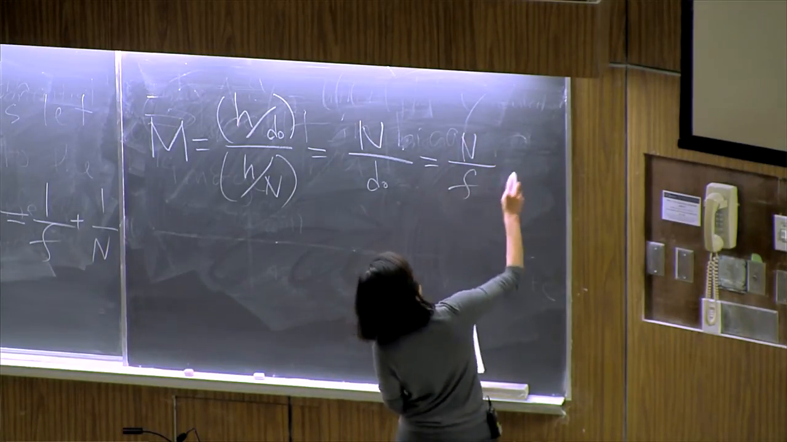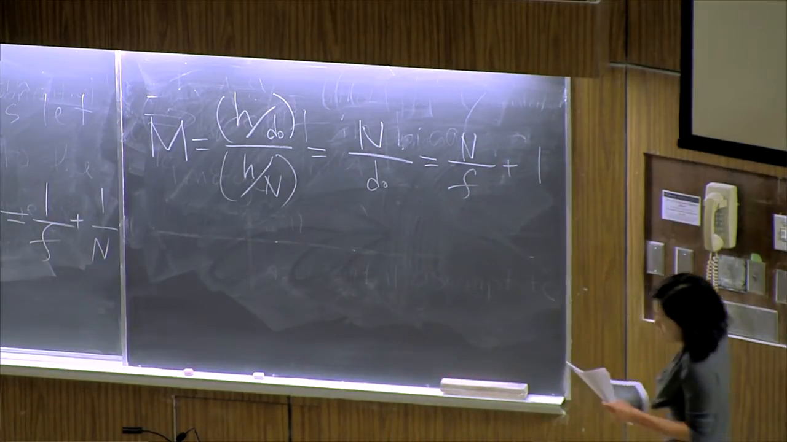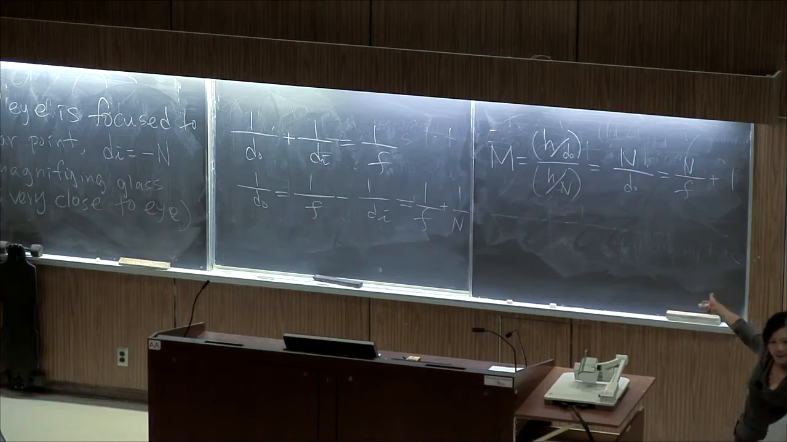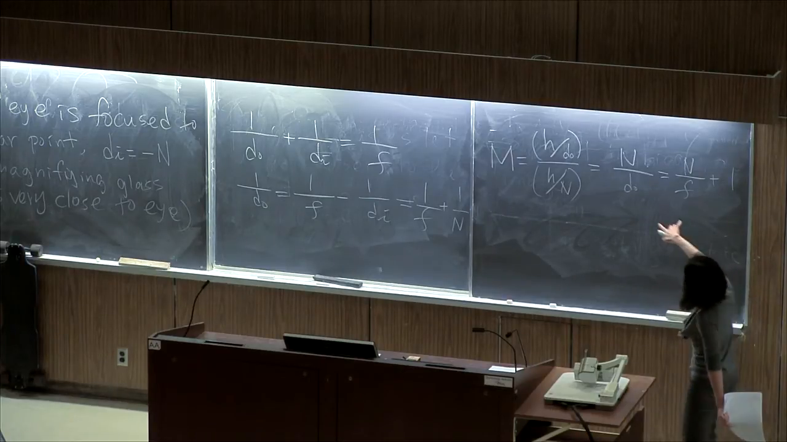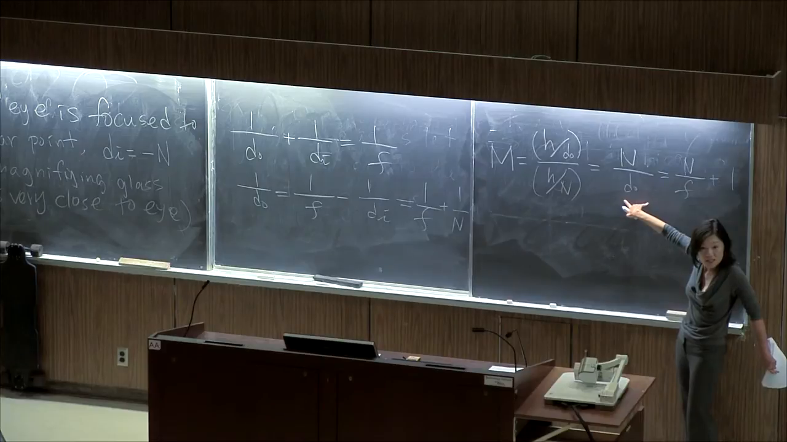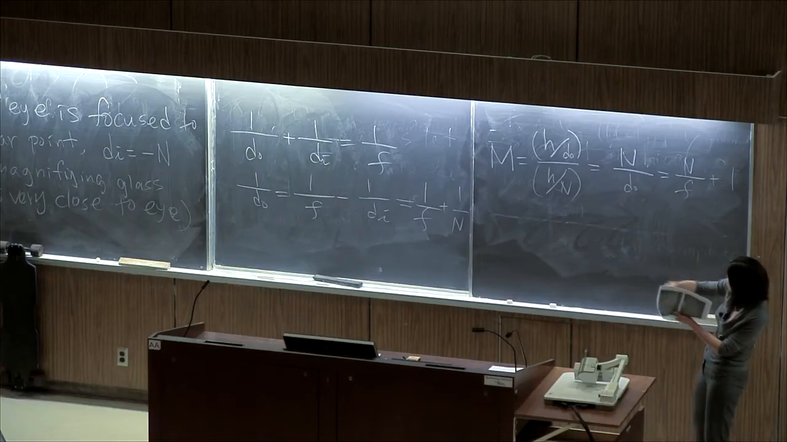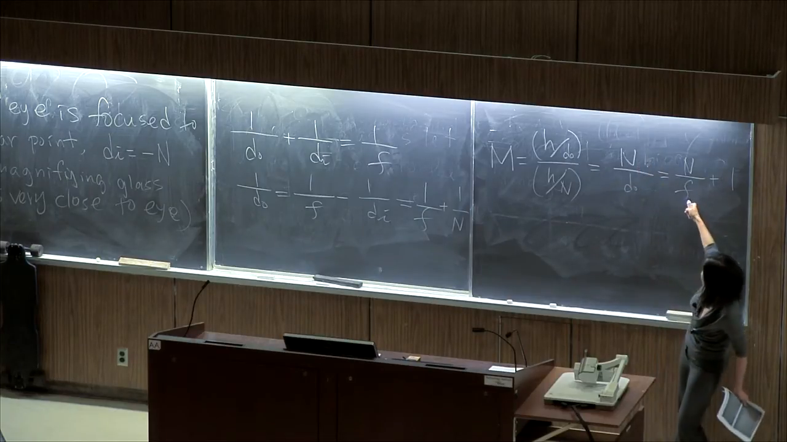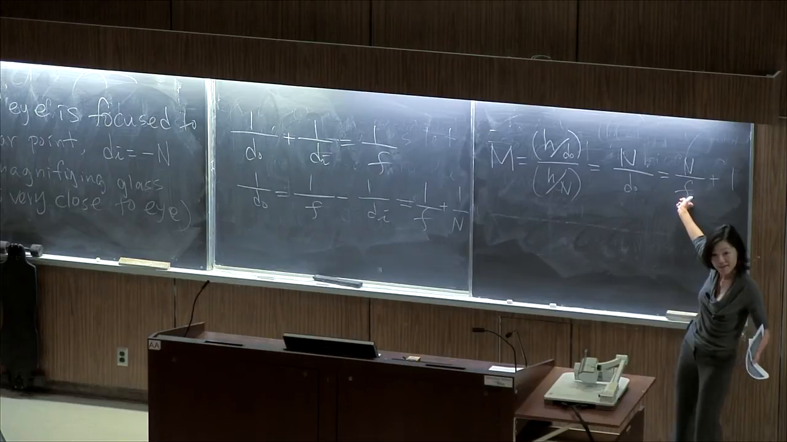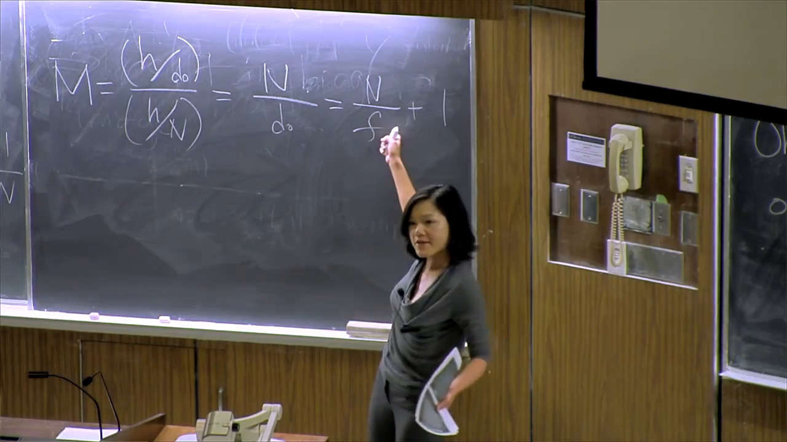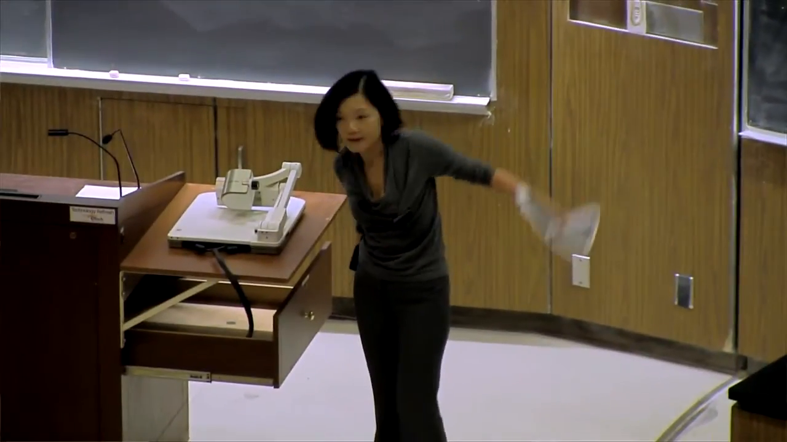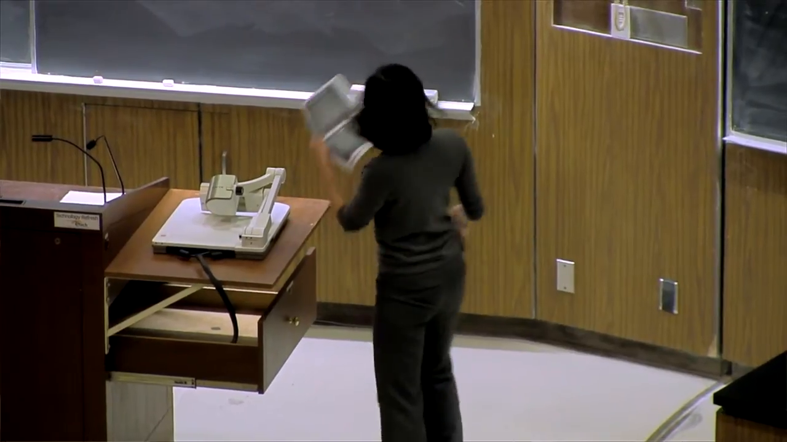So let me just give you the final result here. So again, all I did was nothing but making use of the lens equation and rewrite various quantities for the angular magnification in terms of the near point distance, 25 centimeters, as well as the focal length of the magnifying glass. So is this bigger or smaller compared to this case? It's bigger, right?